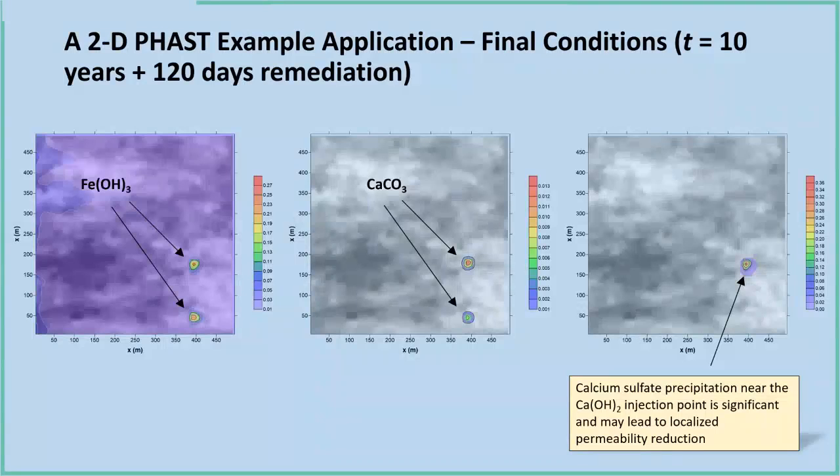And it turned out that our FAST simulation was suggesting that large amounts of gypsum could potentially precipitate around the calcium hydroxide reagent injection well, to the point where clogging of the aquifer material and substantially reduced permeability were concerns. And so this information was used to help ultimately select the most suitable reagent for this particular site, which turned out to be magnesium hydroxide.